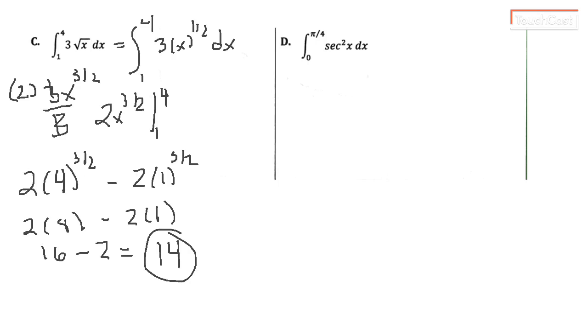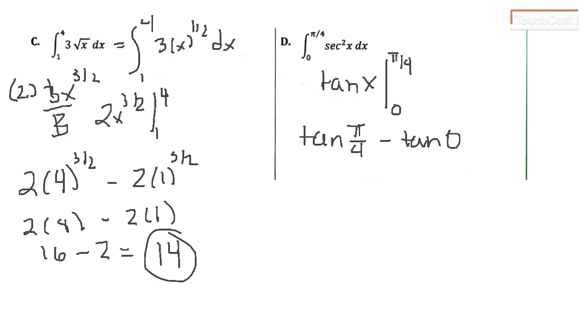Let's look at D. So I know that the integral of secant squared is tangent. So we're going to have tangent x from 0 to pi over 4. So if I find the tangent of pi over 4 and subtract the tangent of 0, I should be able to get my answer. So tangent of pi over 4 is 1 minus tangent of 0 is 0, which means the answer here is going to be 1.